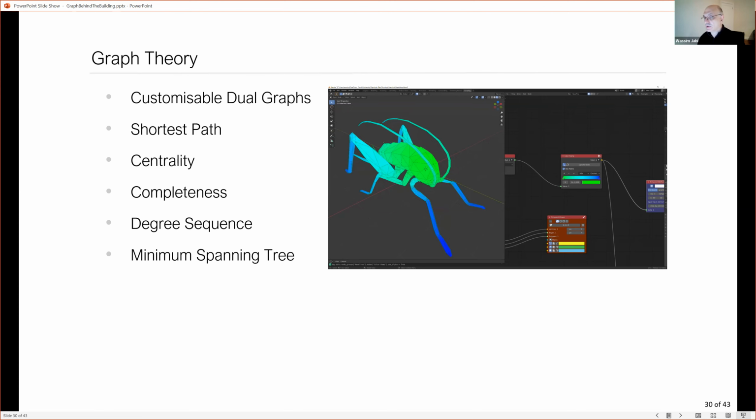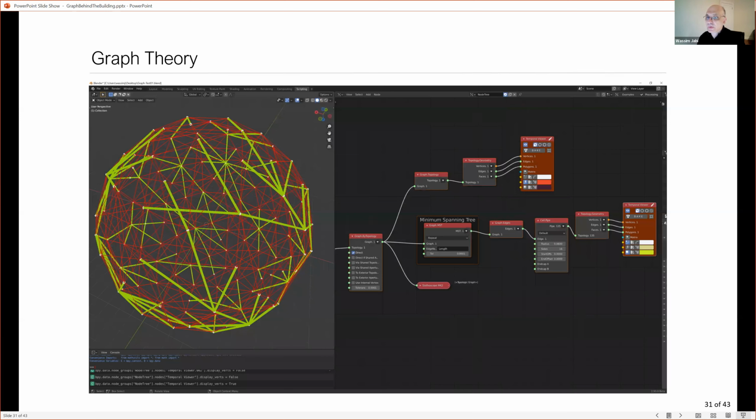Something interesting is called the minimum spanning tree. The minimum spanning tree is like, what's the smallest graph I can use to connect all the points that need to be connected in my original graph? What you see here is a dodecahedron, or I don't remember what it is, one of those Buckminster Fuller things. The minimum spanning tree is the yellow, the smallest graph that connects all the points to each other. So you can optimize paths that way.